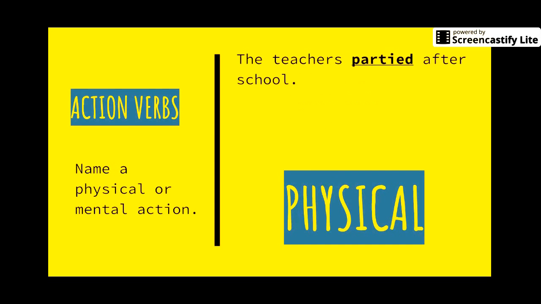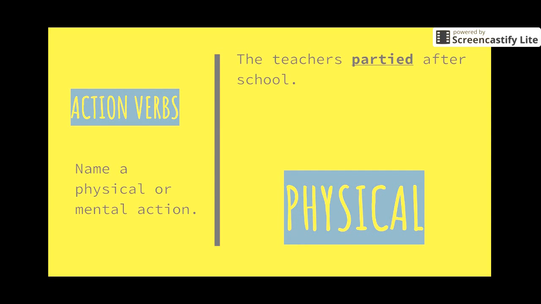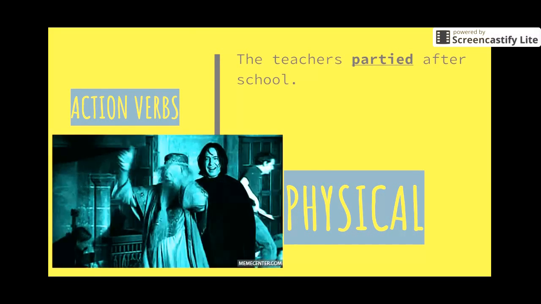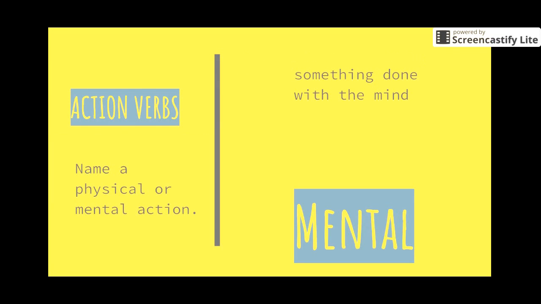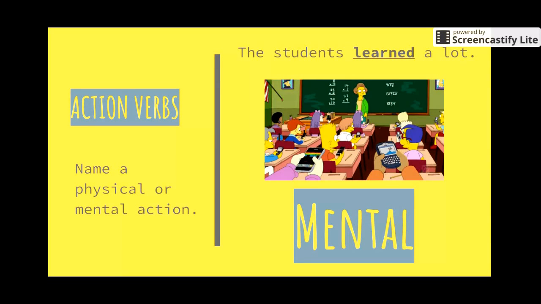Here's an example. The teachers partied after school. That's something I can do because I'm a teacher, and it looks something like this. Now, a mental action verb, that's something that you do with your mind. So, a good example of that would be the students learned a lot. And this is what it looks like in your classes, I imagine.